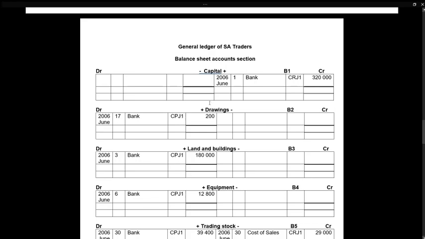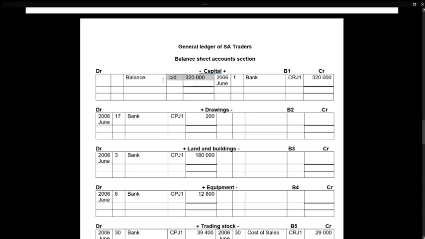We need to decide what side's the largest amount. Capital, and my credit side's by far larger than my debit side. This side is 0. Okay, so therefore, what do I need in this side to make the two sides equal? I need 320,000 Rand. Calculation. What does calculation start with? CD. Details will be balance.